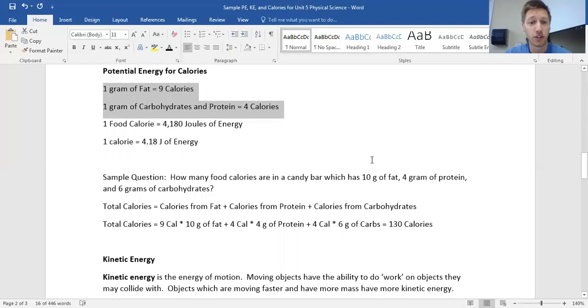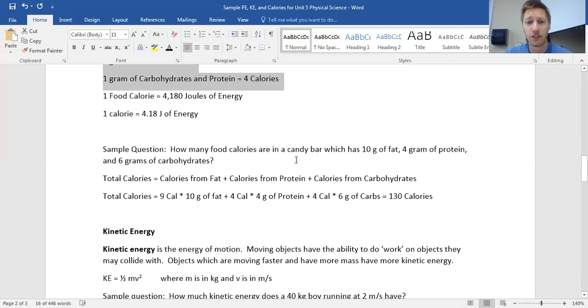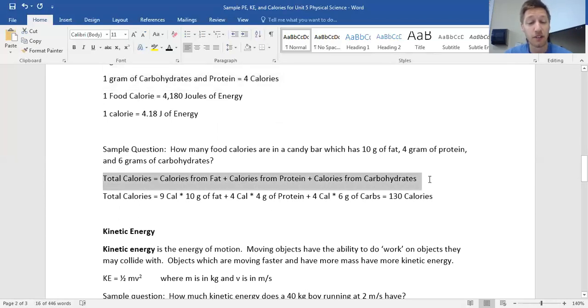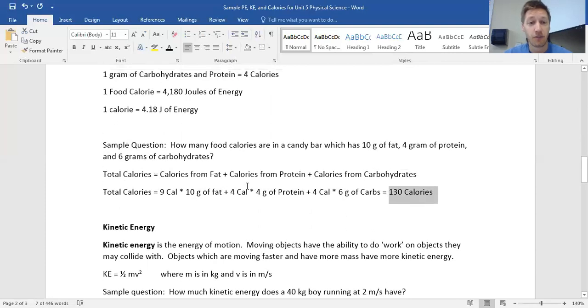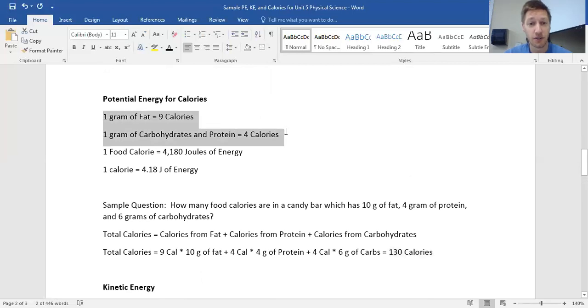So a sample question would look something like this. How many food calories are in a candy bar? 10 grams of fat, 4 grams of protein, 6 grams of carbohydrates. Total calories just equals the calories from everything combined: fat calories, protein calories, and carbohydrate calories. So we have 10 grams of fat. Each one has 9 calories. 10 times 9 is 90 calories. 4 times 4 for the protein is another 16. 4 times 6 here is 24. Add those together, that would have 130 calories. So again, in this class, we're going to focus mostly on this right here.